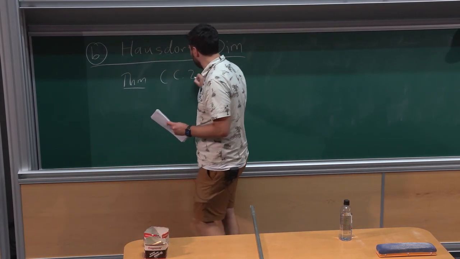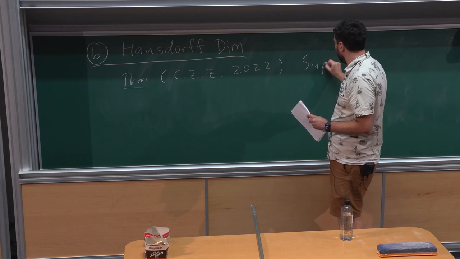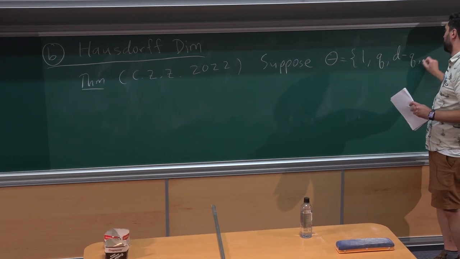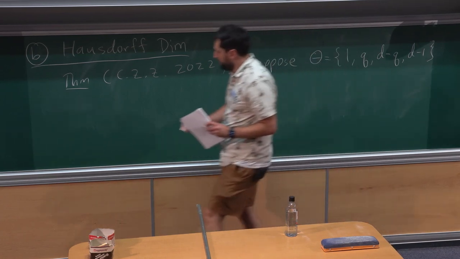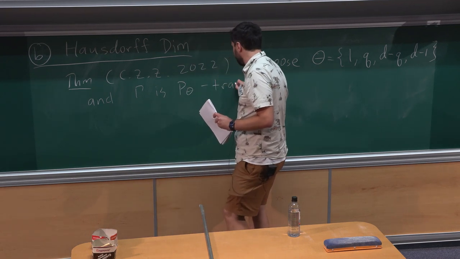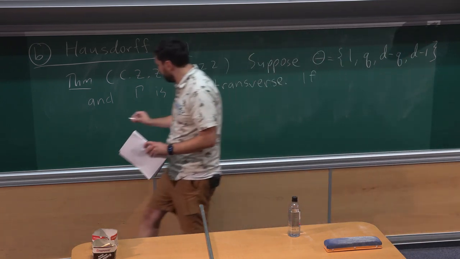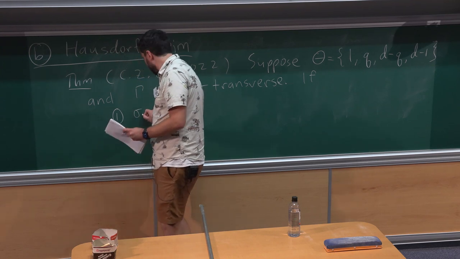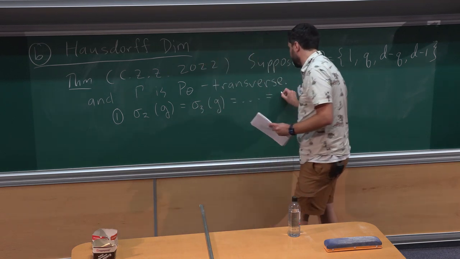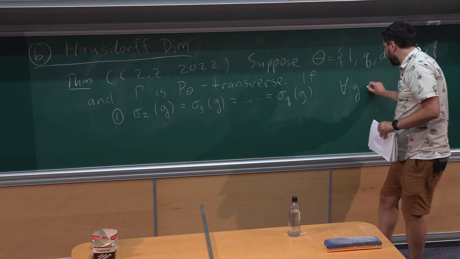So this is the theorem, or one of the theorems, from the 2022 paper. You're looking at one particular case for theta, and it's {1, q, d-q, d-1}, and gamma is P_theta transverse. And there are two conditions. It seems really strong, but there are examples that satisfy this. One: the second singular value equals the third, all the way to the qth, so you have this long list of singular values that coincide for all g in gamma.